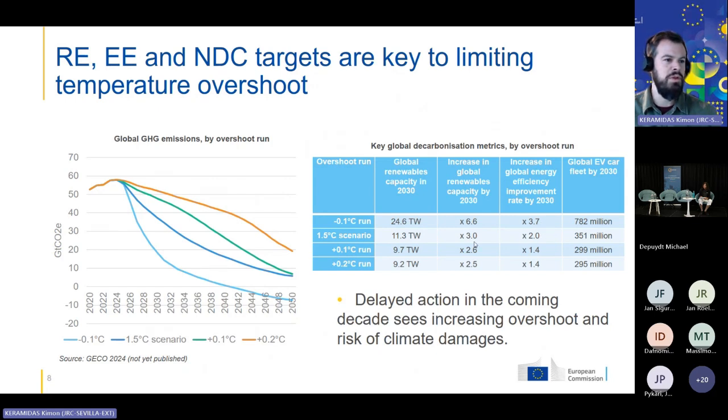So more than a doubling, and almost a doubling of the effort just for 0.1 degree, which climate science tells us is actually quite important in terms of climate damages and potential exceedance of climate tipping points. So the decarbonization targets in the coming decade, this is just for 2030, is critical, and delayed action sees increasing overshoot and high risk of climate damages. So the current decade is really critical.